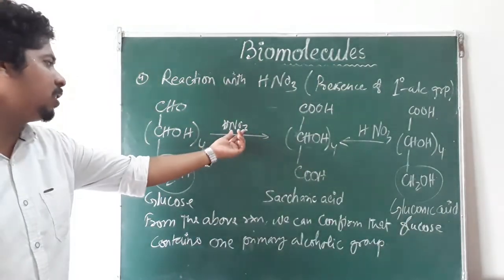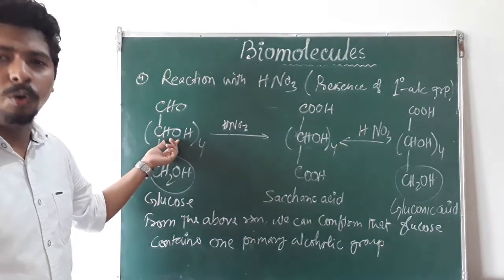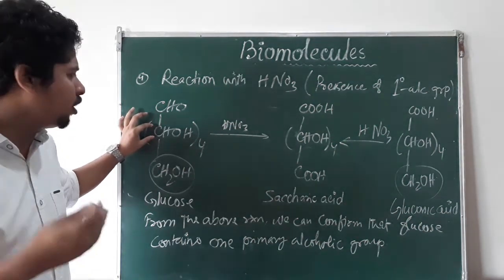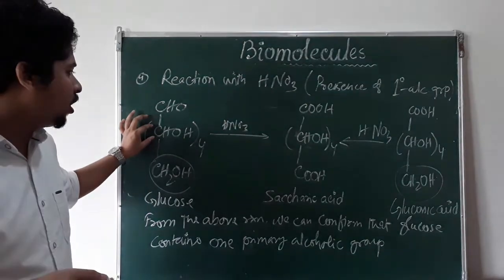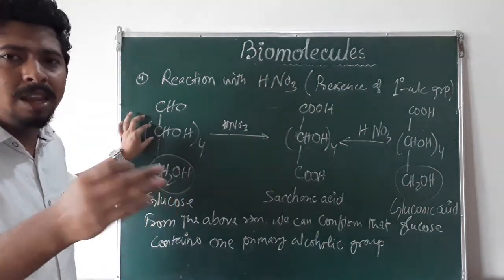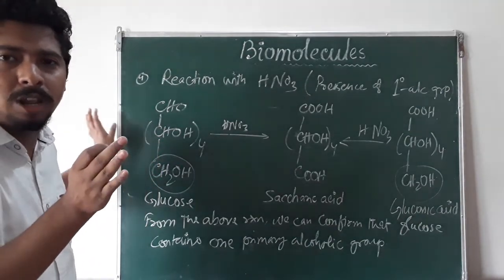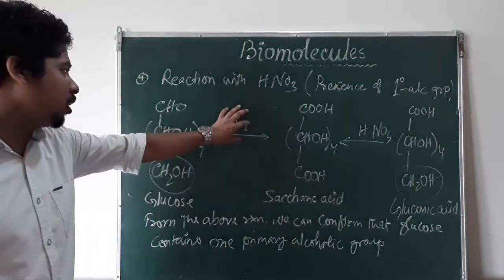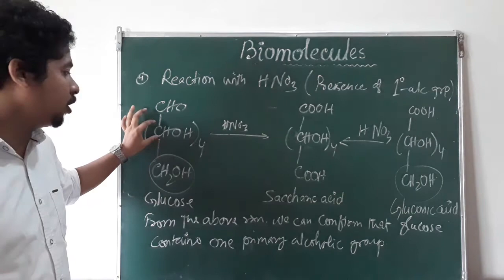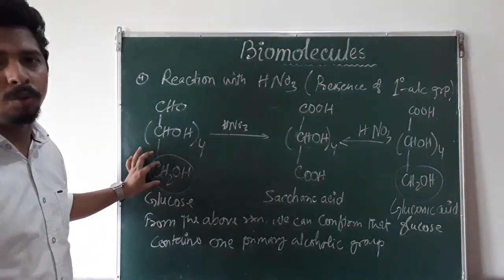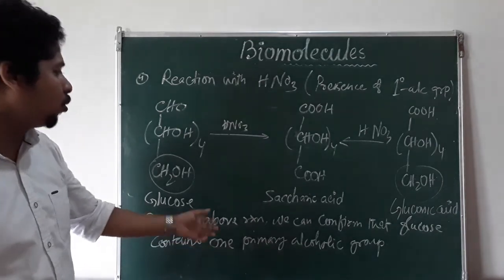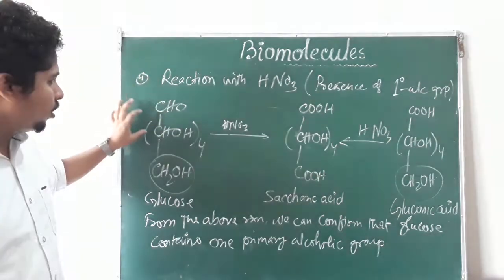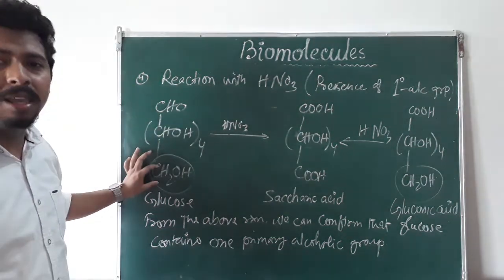Now here, see, this HNO3 cannot oxidize this CHOH group, because all these CHOH groups are 2 degree alcohols. These 2 degree alcohols after oxidation give ketone, and this ketone would further oxidize to carboxylic acid, and if they oxidize to carboxylic acid, the bond should break. So this HNO3 cannot oxidize this 2 degree alcoholic group. It will only oxidize this primary alcoholic group. So with the help of this reaction, we can confirm that glucose contains one aldehyde group, 4 2 degree alcoholic groups and one primary alcoholic group.